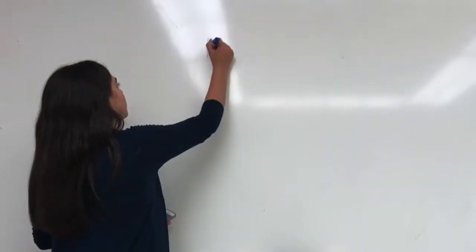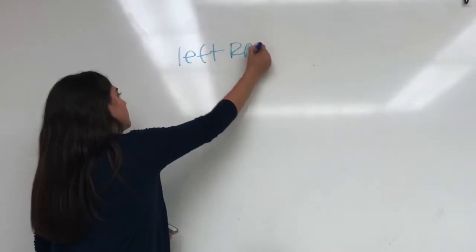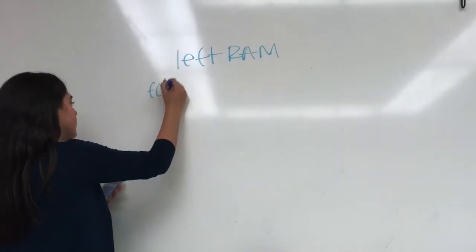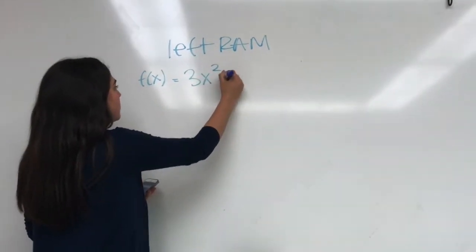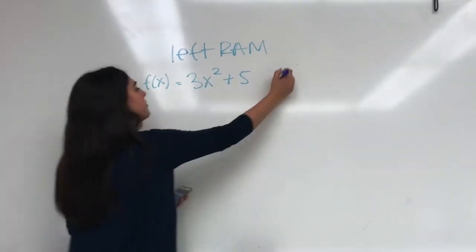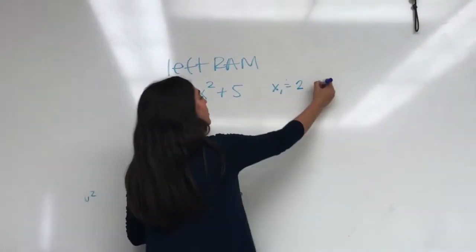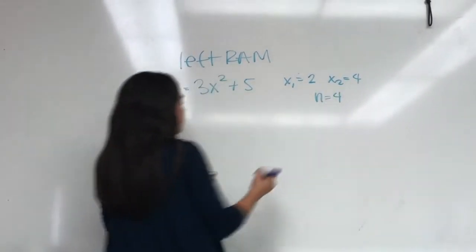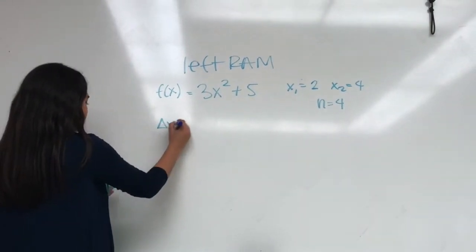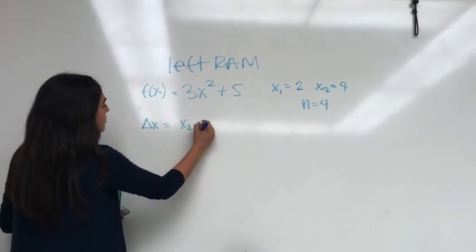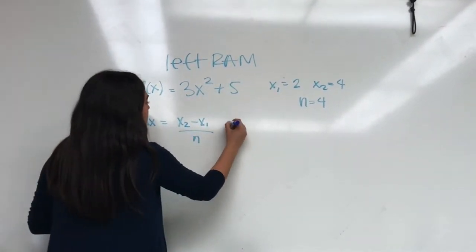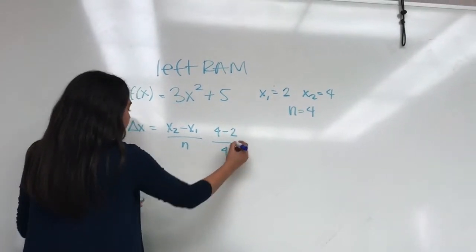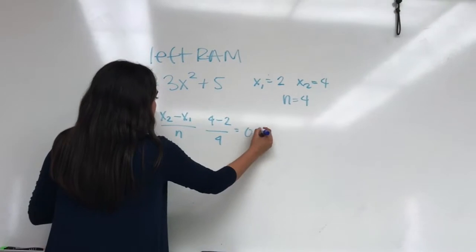Okay, so first we are going to solve the problem using the left RAM approximation method. Who volunteers? Okay. The function is, as I said, 3x squared plus 5 and has the x1 of 2, x2 of 4, and the n is 4. To get delta x, we will do x2 minus x1 over n, which is 4 minus 2 over 4, which gives us 0.5.